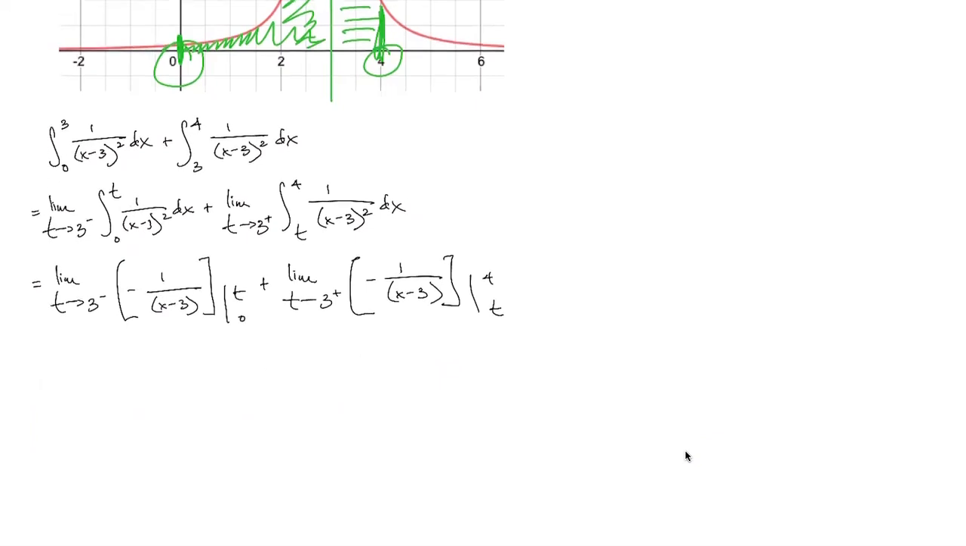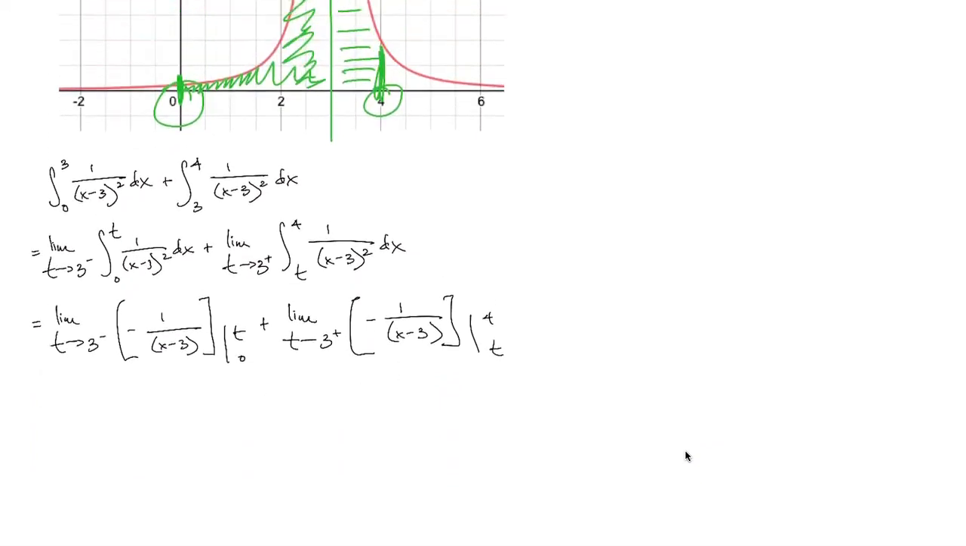Professor, is there supposed to be a squared on there? 1 over x minus 3 squared? Not after we take the integral, no. Sorry. Yeah, because we do the power rule, right? So that power of -2 becomes a power of -1.